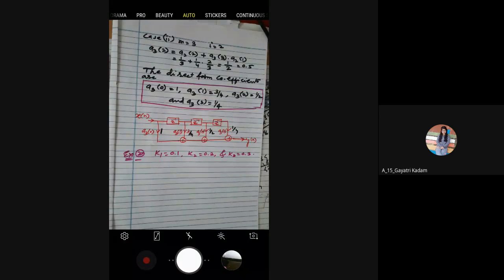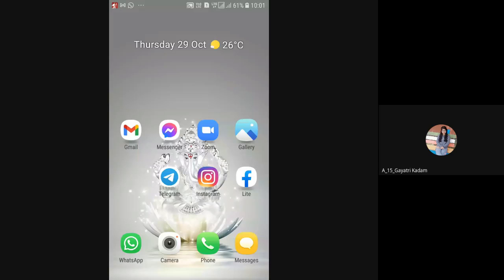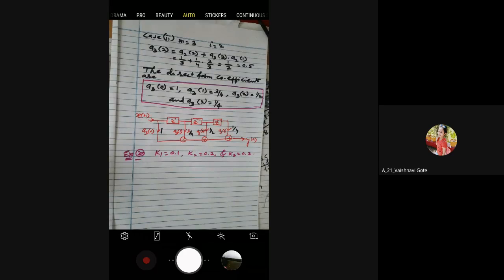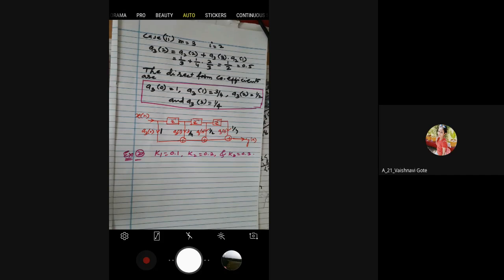Can you do this? Yes, sir. You just please do it. Let's see. It is the same as the previous example only. You just try for it. Let us see how many of you will do it.